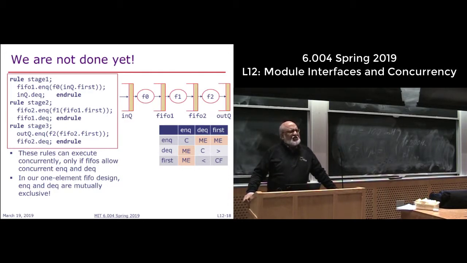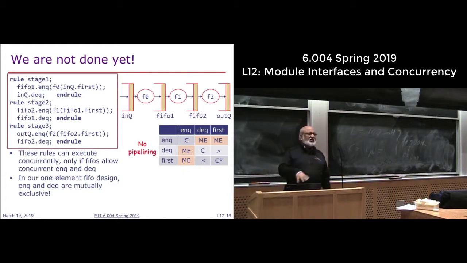Not very useful for building a pipeline system, the FIFO I showed you. So if you use this FIFO, there will be no pipelining in that system, or not any significant pipelining, because stage 1 and stage 3 can still go on in parallel, even with this FIFO. But all three cannot go on at the same time.